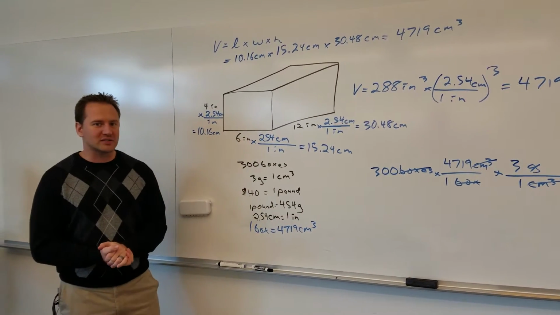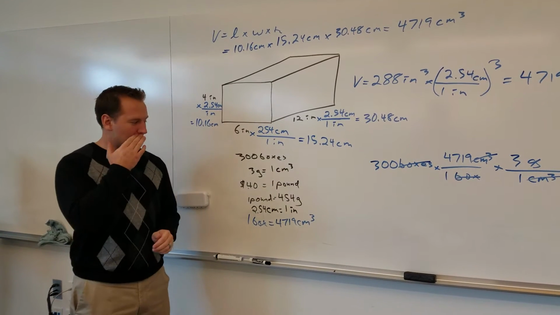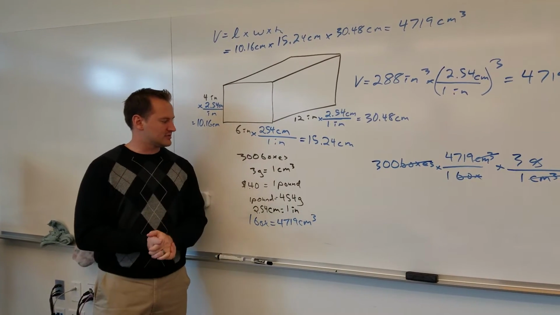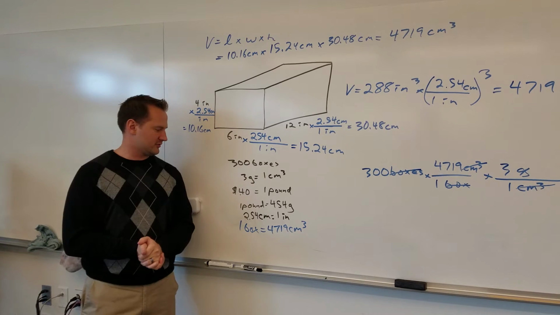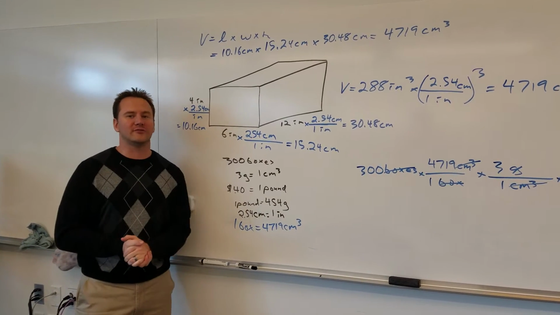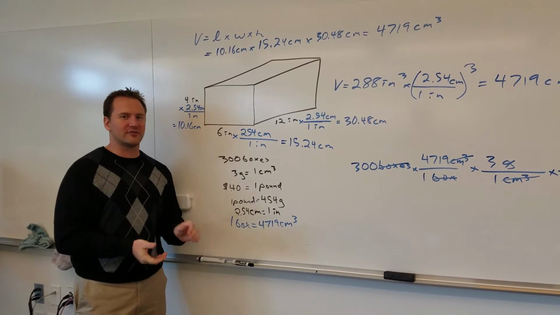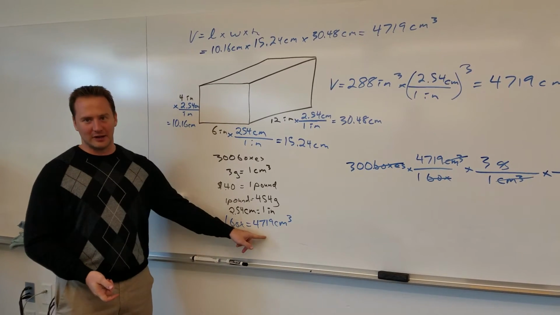For each pound of box that I ship, it's going to be 40 cents. And I give you the conversions that 1 pound is equal to 454 grams, and that 1 inch is 2.54 centimeters. Ignore the blue stuff because that's the solving. We have to figure that out first.